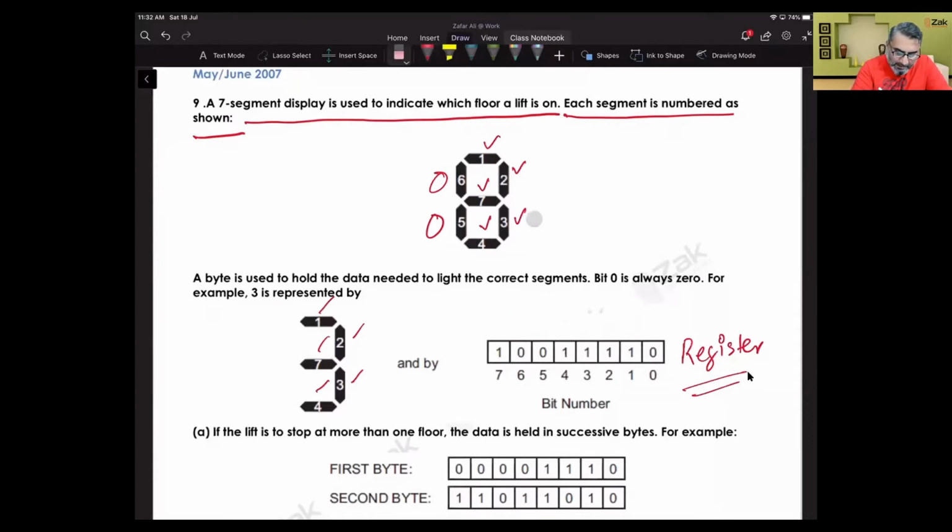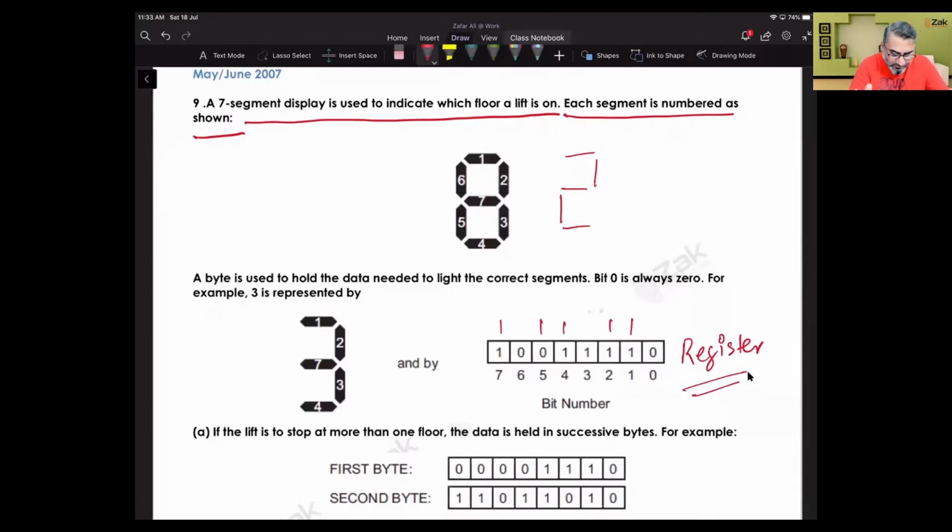So similarly, अगर आप इसमें से 2 बनाना चाहते हैं, तो 2 किस तरीके से बनेगा? 2 बनेगा 1, 2, 7, 5, and 4, and the rest will be 0. So ये आपके पास 2 बन गया. That is how the whole thing is actually made.